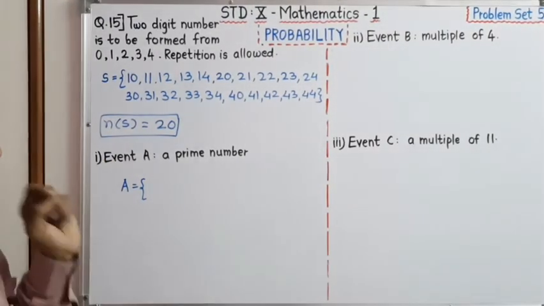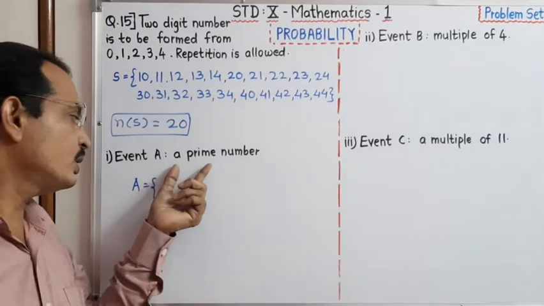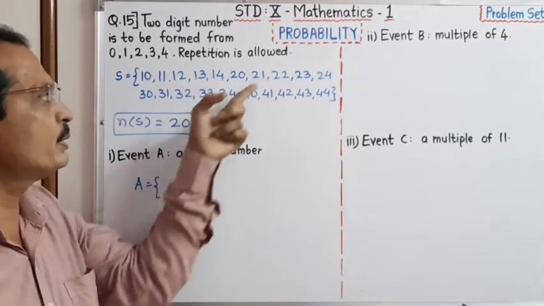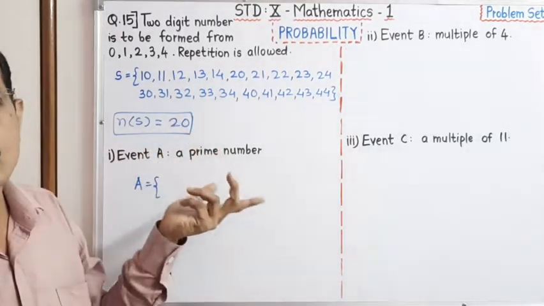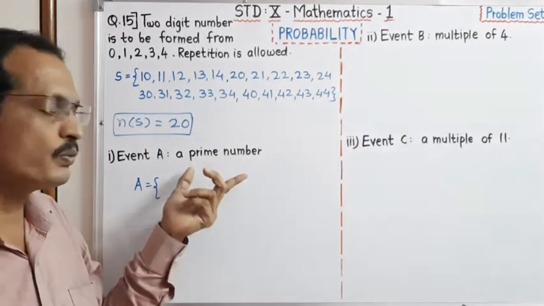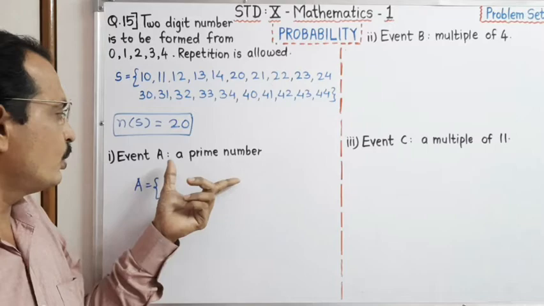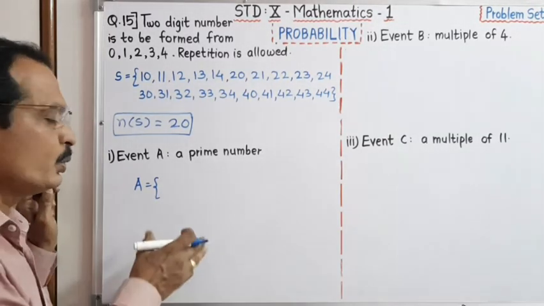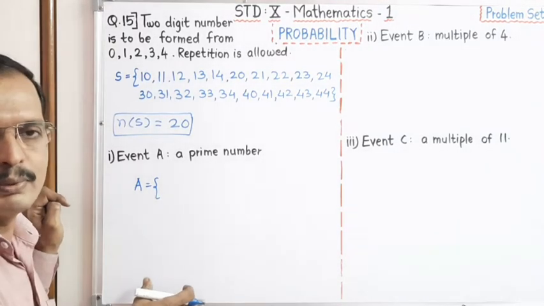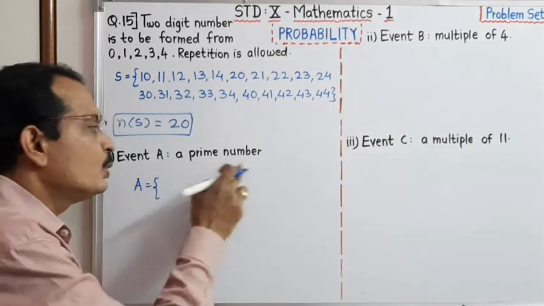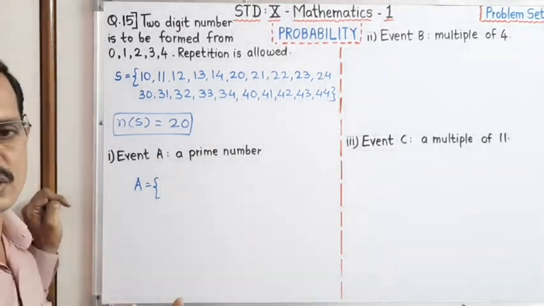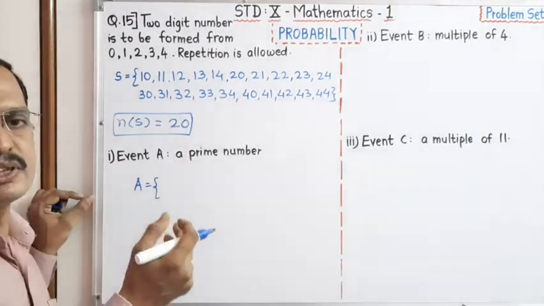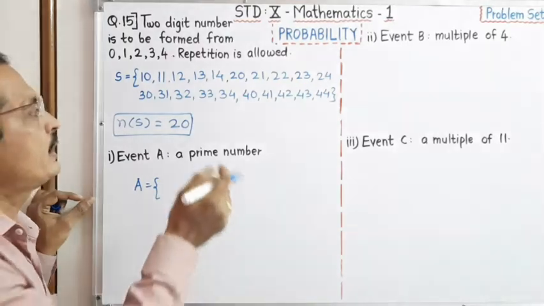We know the number of S. Now we have to find the number of A. For that purpose we have to choose the prime numbers from this. If you don't know the prime numbers, then you can't go further. Even though you know the formula for finding the probability, if you don't know the prime numbers, you can't solve. Therefore, dear students, choose the prime numbers, which are divisible by 1 and that number itself.